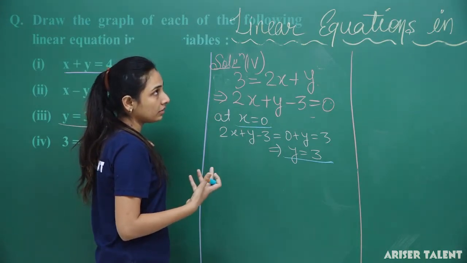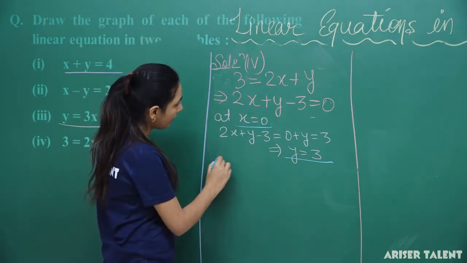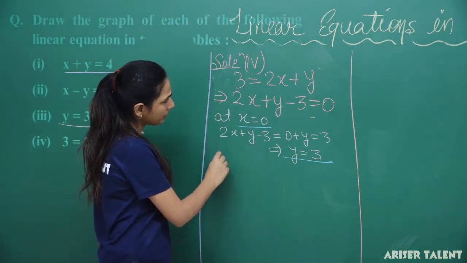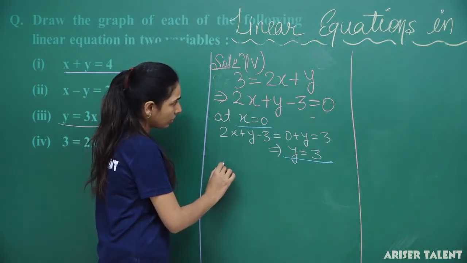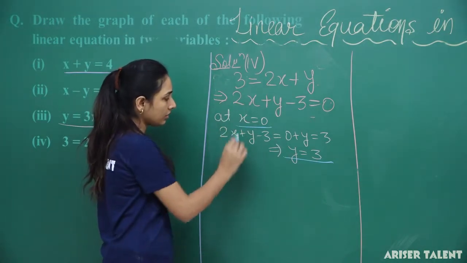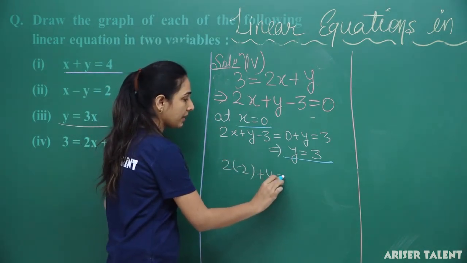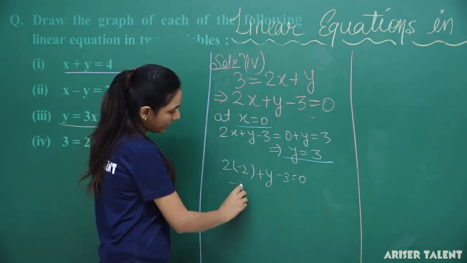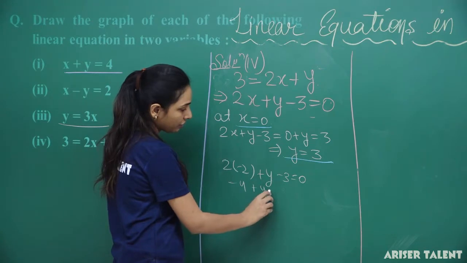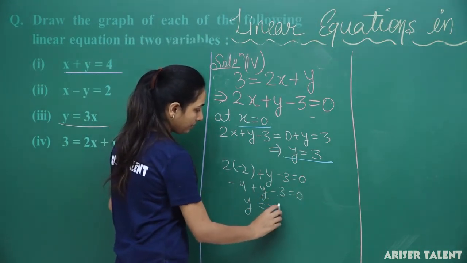Now we need another value of x that will give some value of y in whole numbers. So if I take the value of x equals to 2, or the value of this as minus 2. So 2 into minus 2 plus y minus 3 equals to 0. From here I will be getting minus 4 plus y minus 3 equals to 0. Y will be equals to 7.